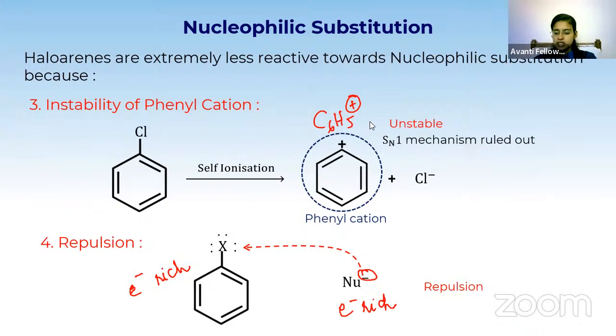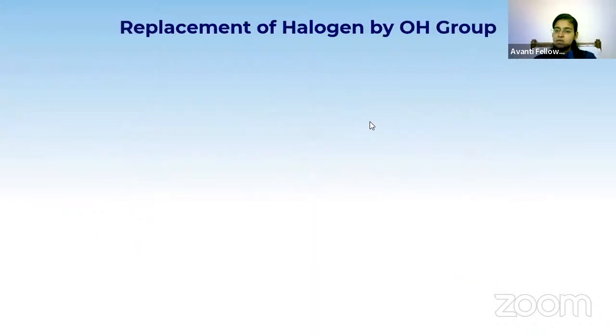So now we will go for the replacement of halogen by OH. Under nucleophilic substitution, we are going to see this reaction, replacement of halogen by OH. Halogen will be replaced by OH, but not under normal conditions, but under different conditions. The name of the reaction is Dow's process.